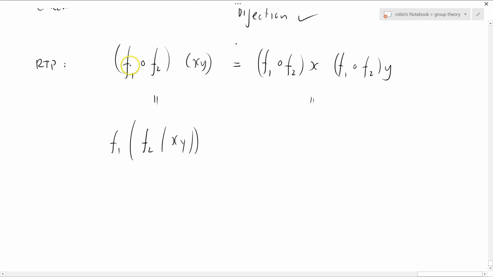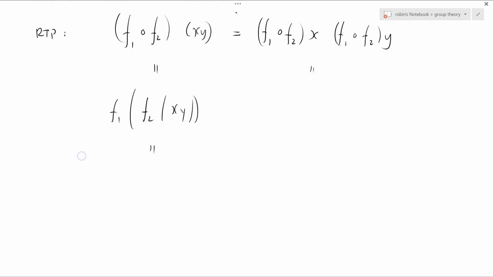It means do f2 and then f1. You see why it's odd? It's because you do f2 to it first, because that's in the inner bracket, and then f1. So some people write it out the other way. Now what's that? Well, that's f1 of something. f2 is a homomorphism, remember? So that's f2 of x, f2 of y.